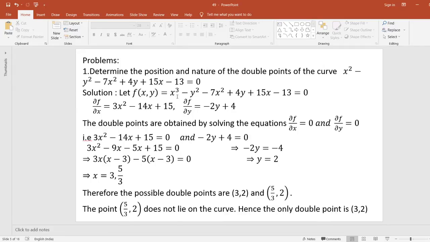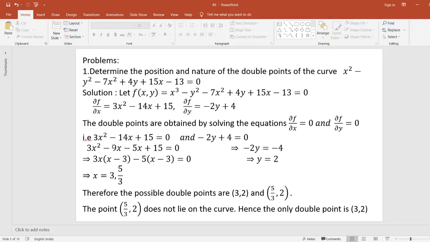And del f by del y is equal to 0 minus 2y plus 4. The x terms are only in x variables, so they act like a constant with respect to y, and that is also 0. The double points are obtained by solving the equations del f by del x is equal to 0 and del f by del y is equal to 0. So consider 3x square minus 14x plus 15 is equal to 0 and minus 2y plus 4 is equal to 0. So look here, 3x square minus 14x can be split as minus 9x minus 5x, right? Minus 9 minus 5 means minus 14, right? Plus 15 is equal to 0.